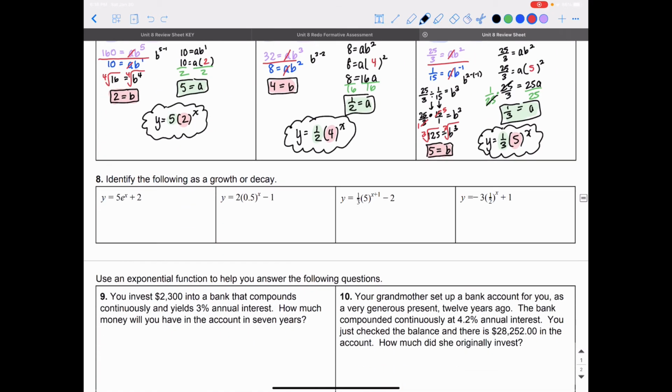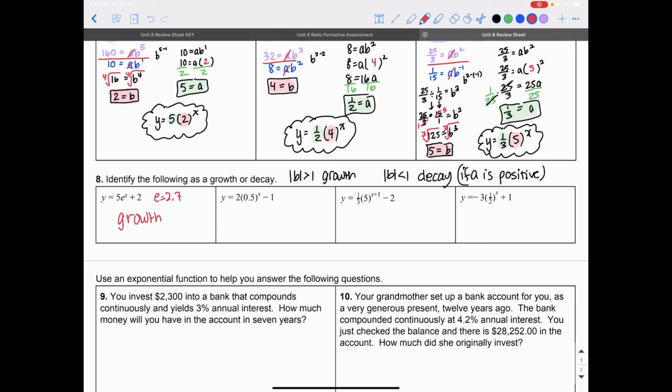All right, number 8. Identify the following as growth or decay. What I'm looking for is whether the absolute value of b is greater than 1. That means it's growth. If it's less than 1, it is decay, but only if a is positive. All right, so I have the first one, the base is e, so I know that the growth rate is e, which is 2.7 and change, which means this is growth.